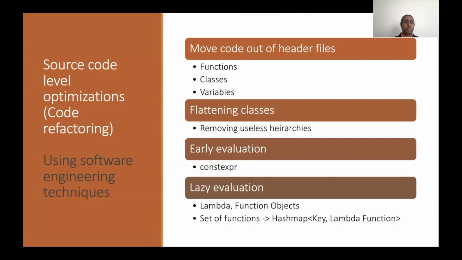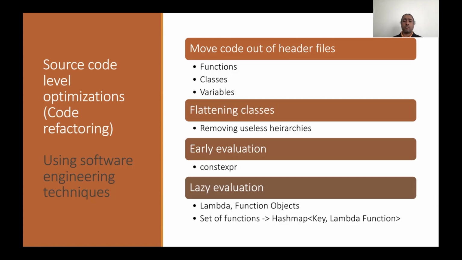So the first one is using code refactoring techniques. Most of what I've listed here are very well known, like moving functions out of header files for the reasons I said before, and moving classes out of header files if we don't need the definition in the header file, just move it out. Global variables are, most of the time, a bad idea. And in a header file, it is even worse. Flattening classes. In C++ or in most object-oriented programming, developers get into the habit of defining hierarchies after hierarchies.